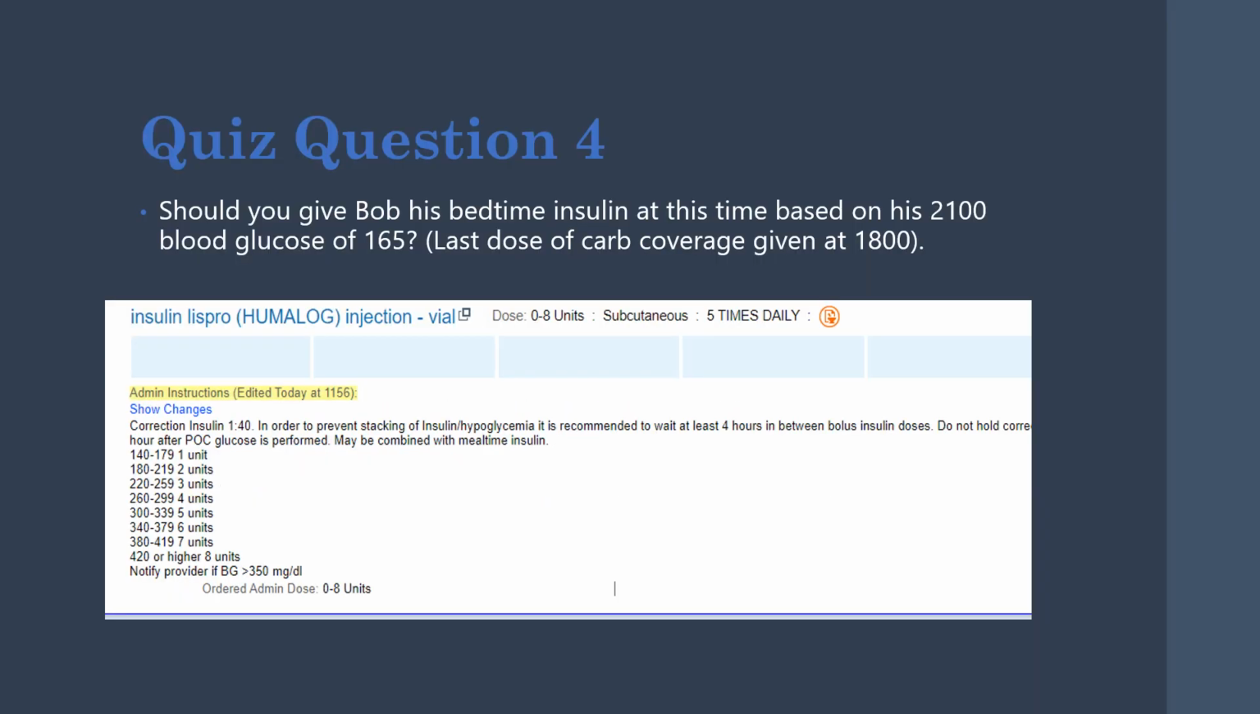Quiz question number 4. Should you give Bob his bedtime insulin at this time based on his 2100 blood glucose of 165? A reminder that his last dose of carb coverage was given at 1800. Please pause here to answer the corresponding quiz question on the Microsoft Forms.